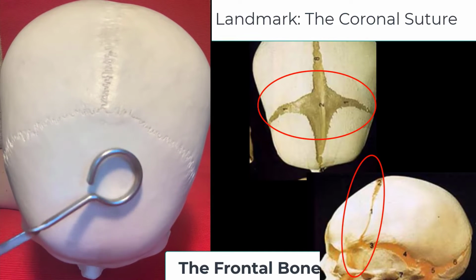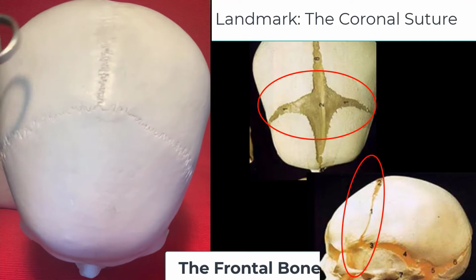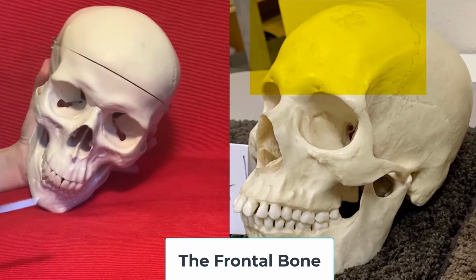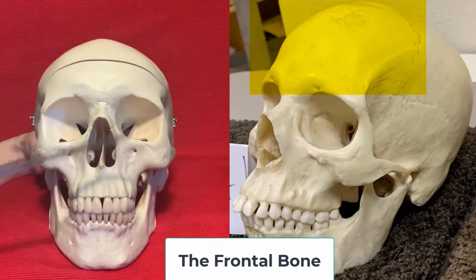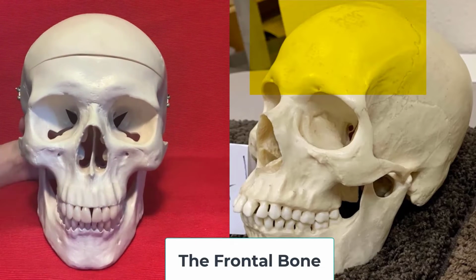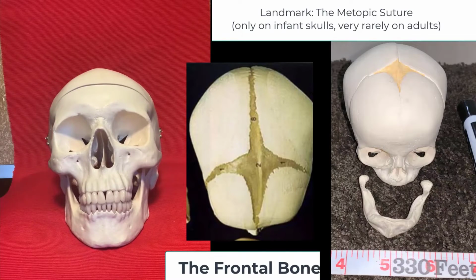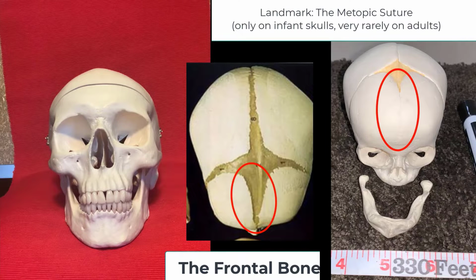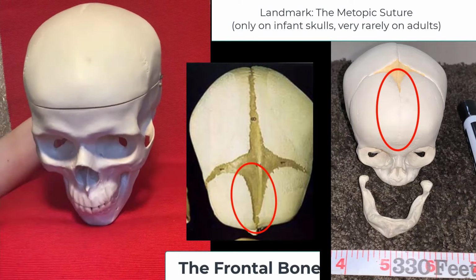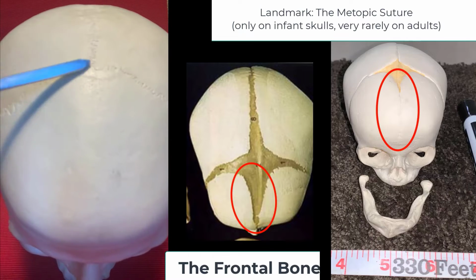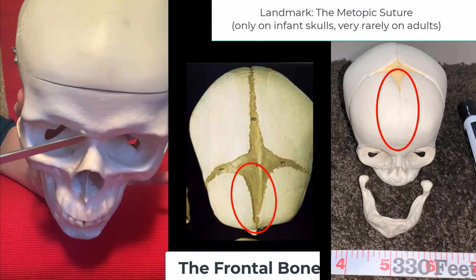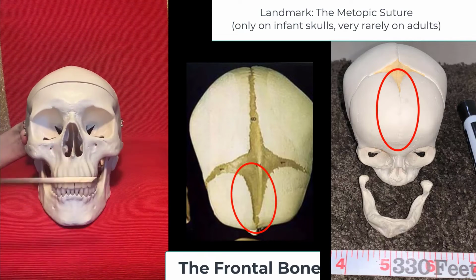And this separates the frontal bone from the two parietal bones. So the frontal bone as an adult is just one bone. It's not paired. But on infant skulls, you will see a metopic suture that extends from the sagittal suture right here all the way down the frontal bone. But you rarely see that on adults.